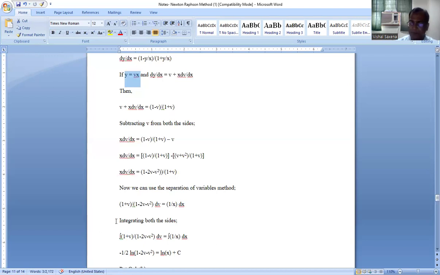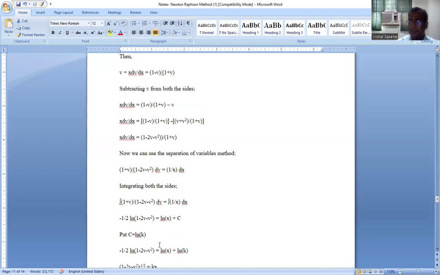A variable separable equation can be solved by integrating it directly. So integrating both the sides, it is the integration of (1 plus v) upon (1 minus 2v minus v square) dv is equal to the integration of 1 by x dx. Now integrating the left hand side depends upon how perfect we are in integration. This term can be integrated by the method of substitution.